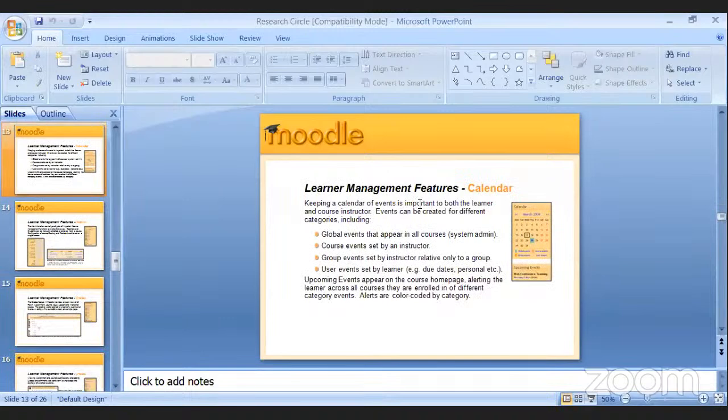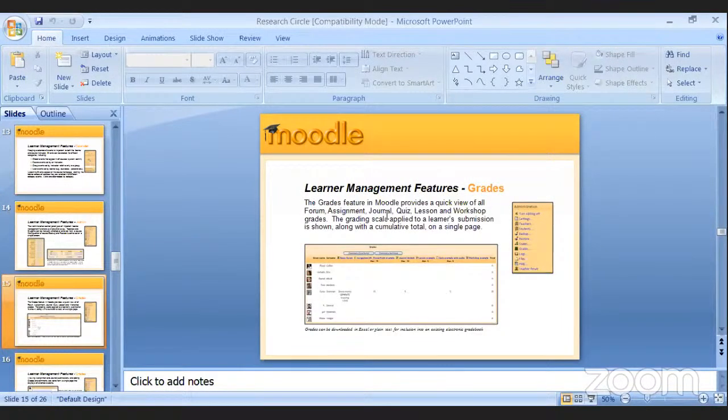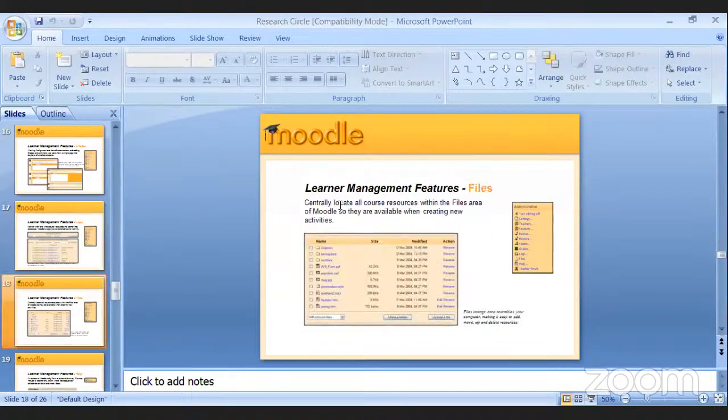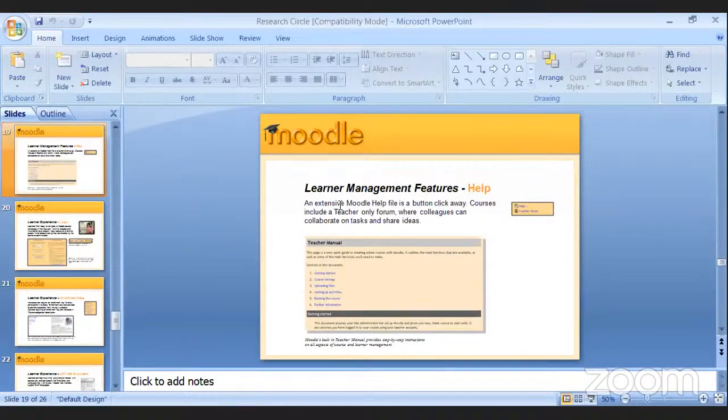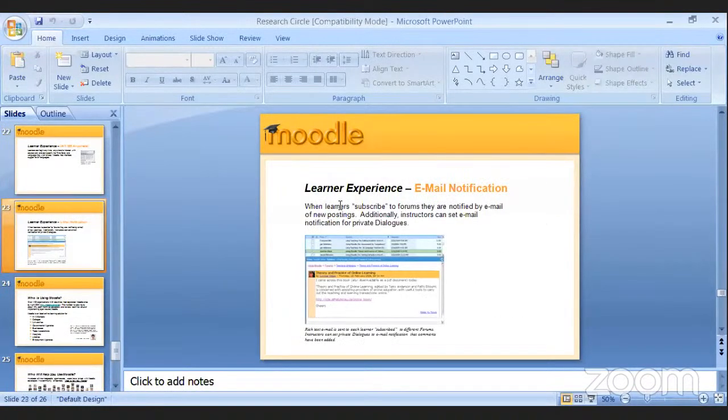Here, we also use calendar. We have a calendar on Moodle, and there is an admin role. Here, students will be able to see their grades. If you want, you may also hide the grades from your students, and that depends on the teacher. Here on Moodle, we have logs. We can attach files. There is also an option regarding help. Our students can seek help. And there are login and logout and email notification. If we want, we can link this up with our email so that whenever my student is doing something, I am notified through email, and that depends on the teacher.